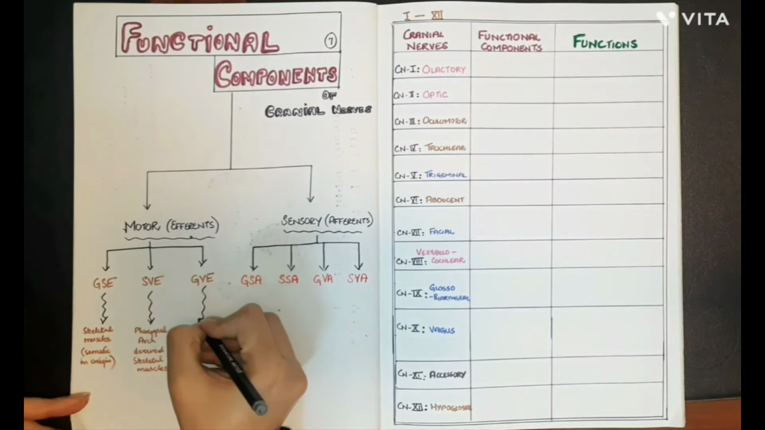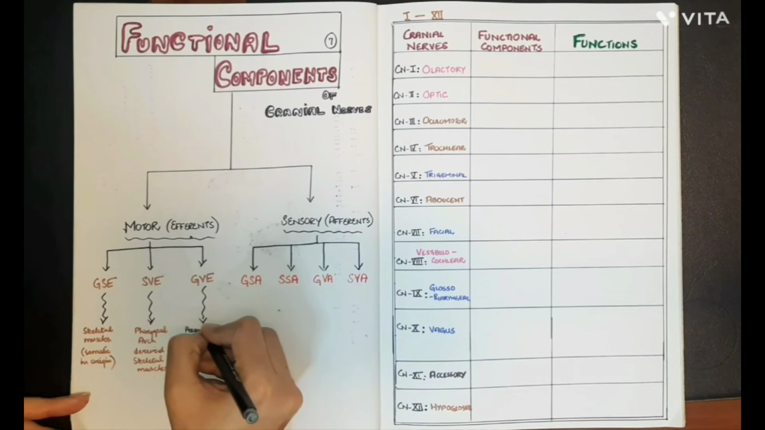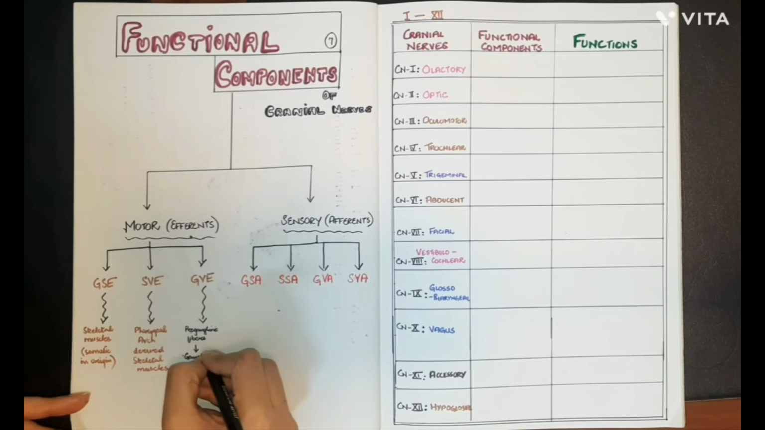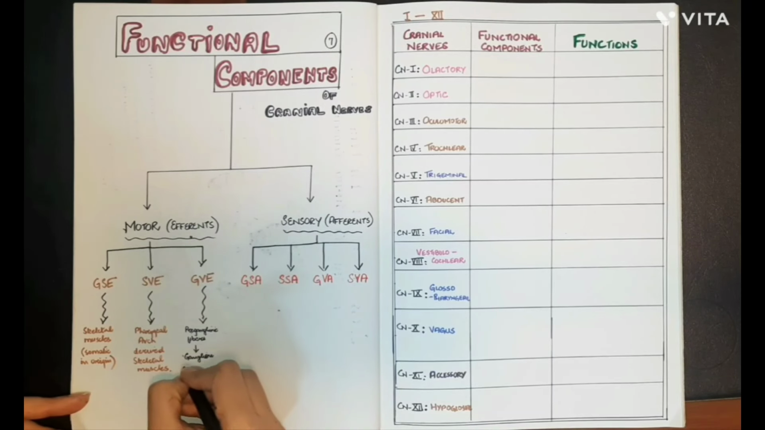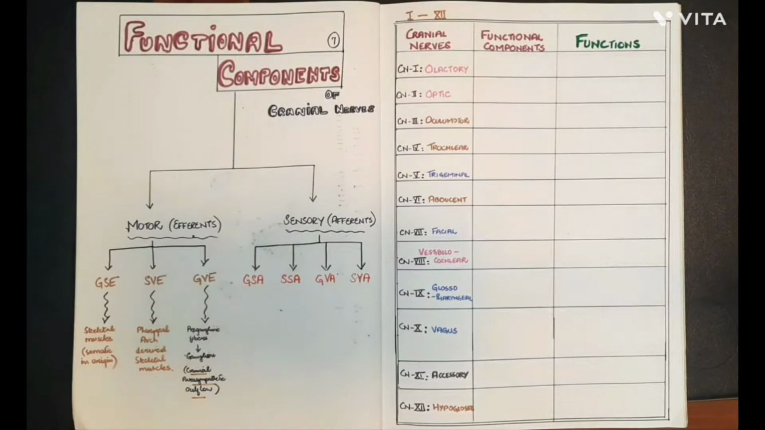Lastly, the general visceral efferent component describes the preganglionic parasympathetic outflow of the cranial nerves, which relay in different ganglia like the ciliary ganglion, otic ganglion, pterygopalatine ganglion, and the submandibular ganglion. And in this way, they form the basis of the cranial parasympathetic outflow. All the cranial nerves with the parasympathetic function will have the general visceral efferent type of functional component.